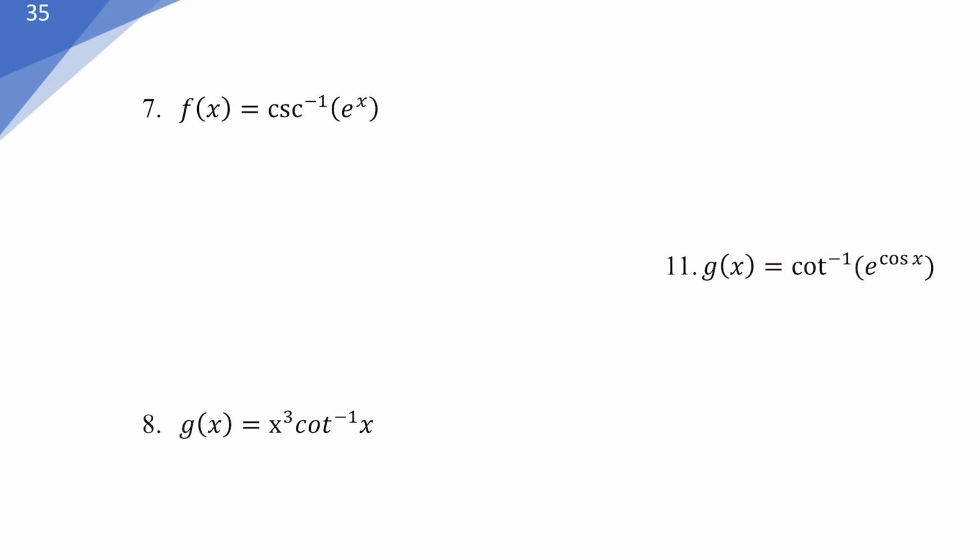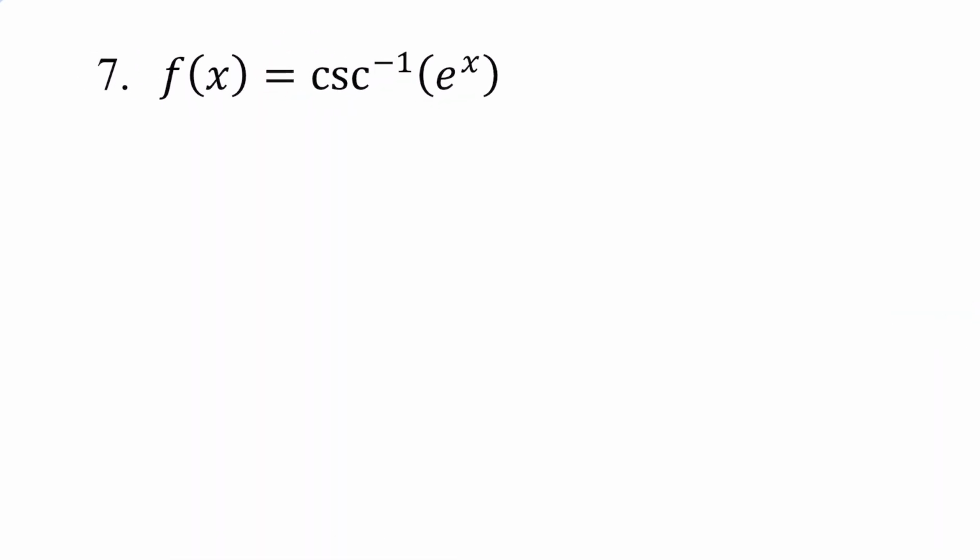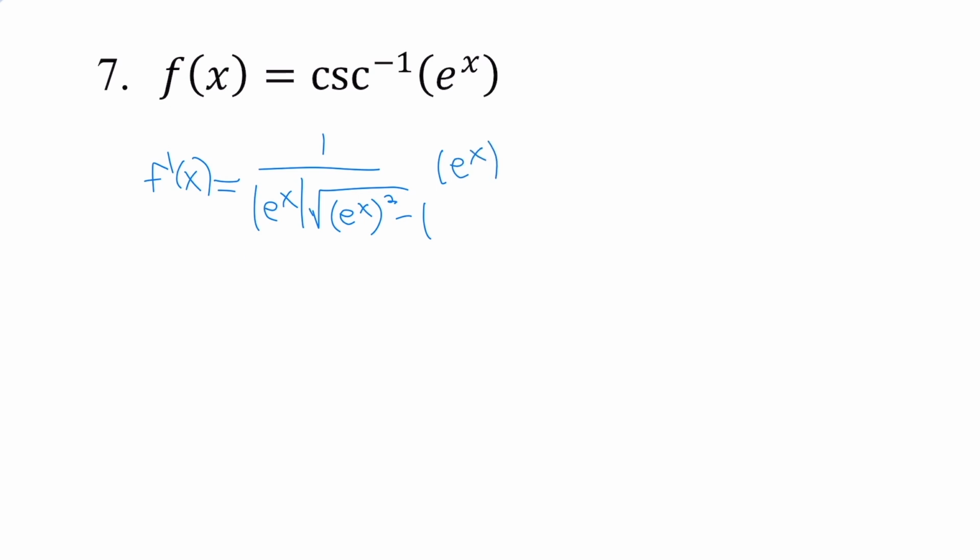Okay, so for number 7, the cosecant inverse derivative formula. So let's just try to take the derivative. So f prime is going to be equal to 1 over absolute value of e to the x, and then square root of e to the x squared minus 1. Okay, and then we're going to take the derivative of e to the x, right? Because it's chain rule, and we get e to the x. So e to the x over absolute value of e to the x, and then root of e to the 2x minus 1.